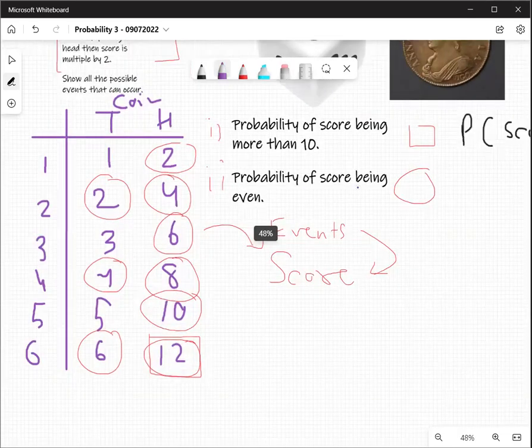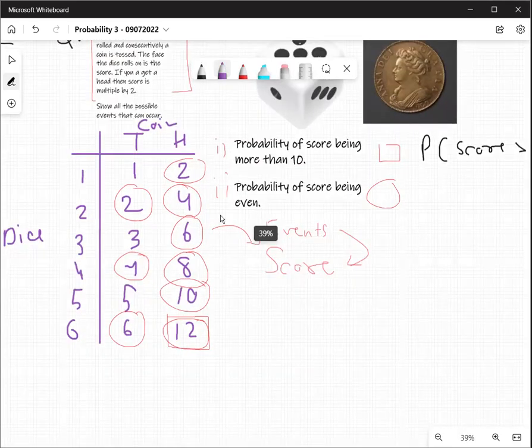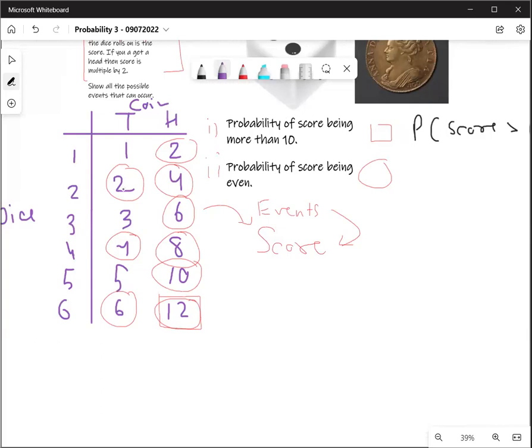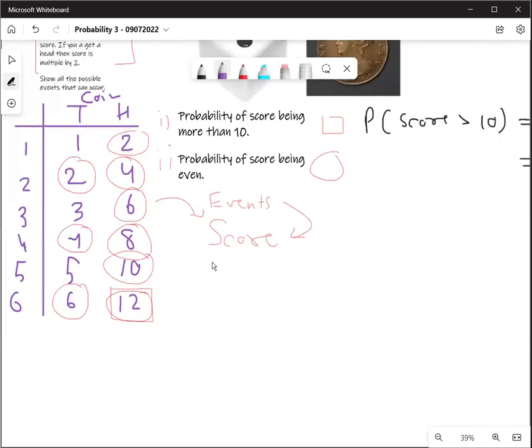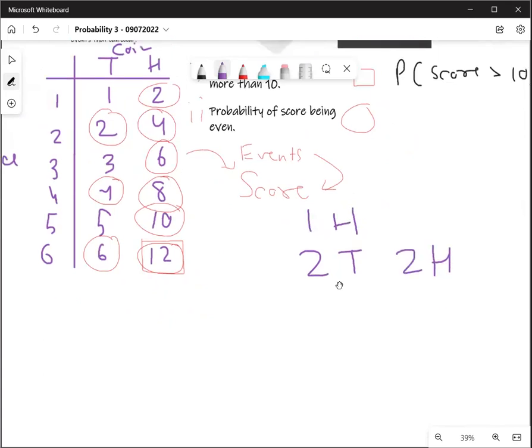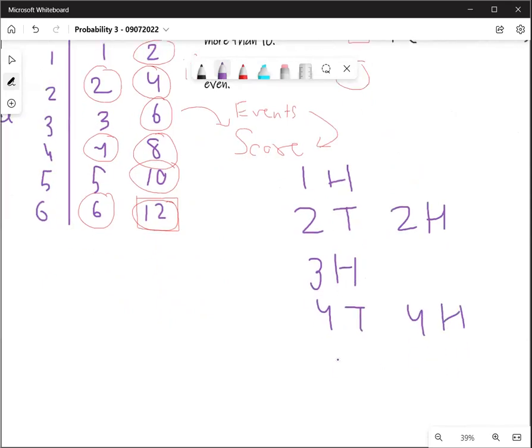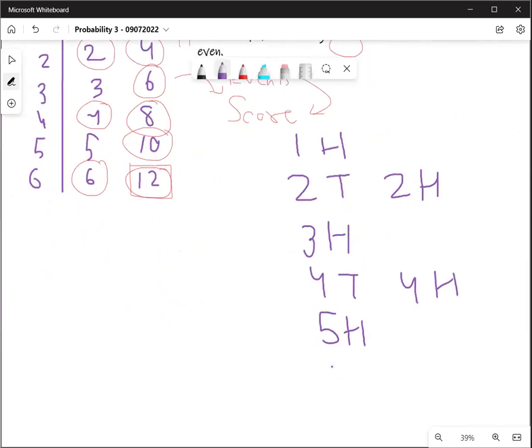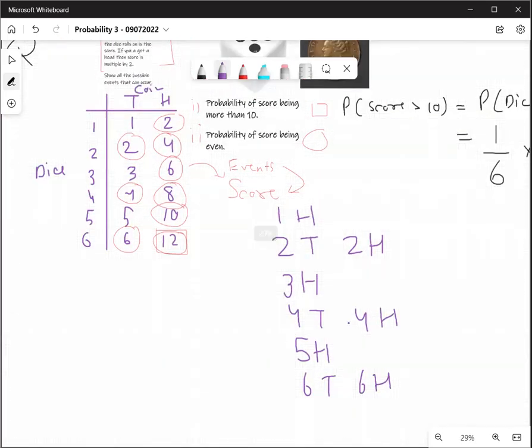Now, let's look at the probability of the score being even. So when does this happen? The score is even when the dice is 2. So it's either 2 tail, 2 head, or 4 tail, 4 head, and 6 tail, 6 head. This is what you're getting.